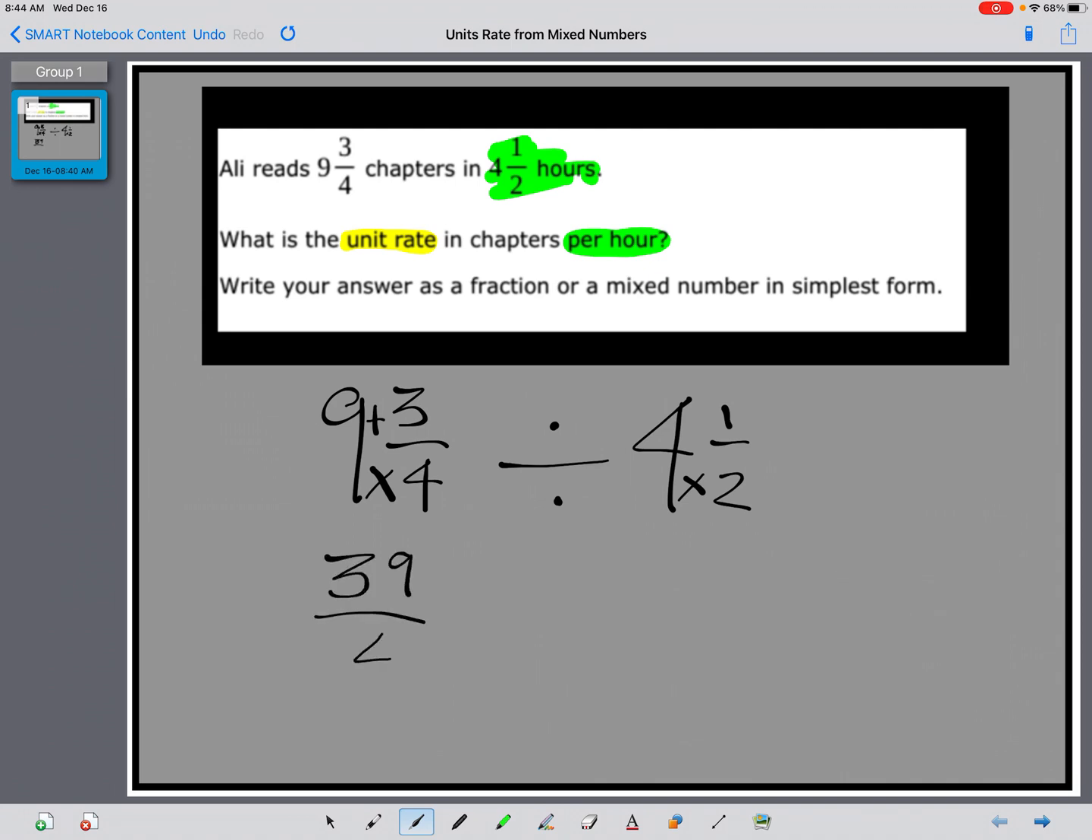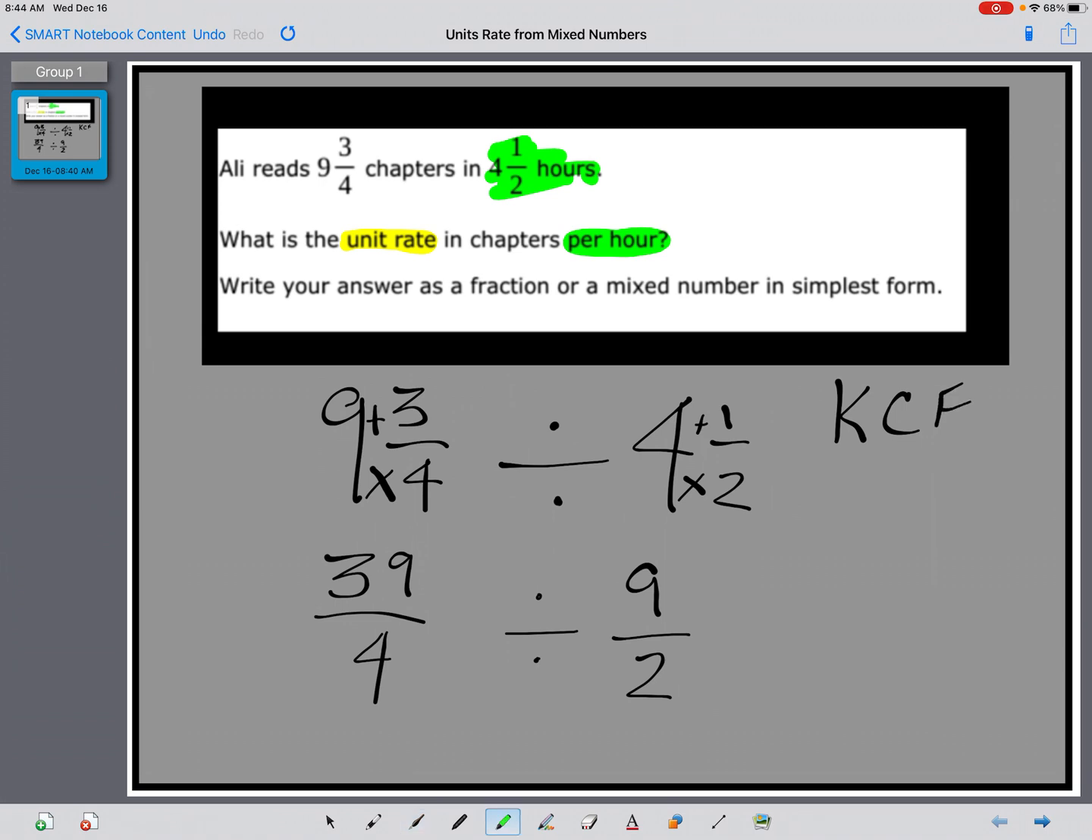Of course, throw that back over the denominator. And do the same thing here with the divisor. 2 times 4, 8, add the 1, gives us 9. Throw that back over the denominator. So now we have 39/4 divided by 9/2. Okay, so what's the next step we're going to take here? We're going to use the old strategy, keep, change, flip.